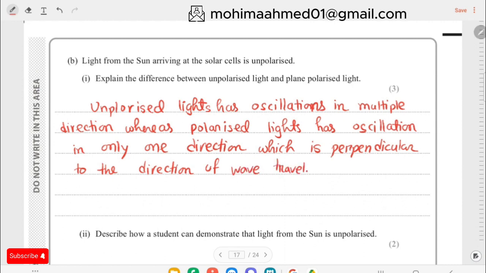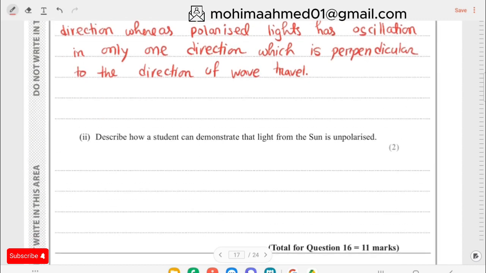So we are done with B1. I think this is actually a star mark question for us because this is a repeated question. You can memorize this answer and copy paste it for every question that asks for the definition of polarized and unpolarized lights. Okay, moving to part 2. Describe how a student can demonstrate the light from the sun is unpolarized.